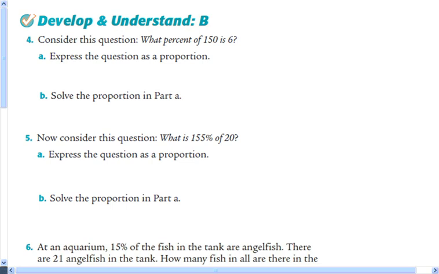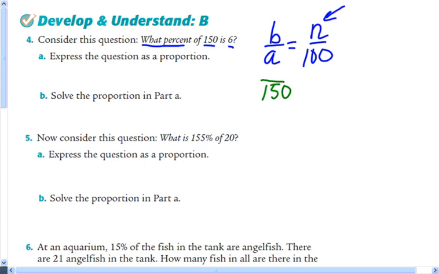So what percent of 150 is 6? So remember that B is the part, A is the whole, and it's the percent, and that's always out of 100. So for this problem, notice we're looking for the percent. So that means n is going to be my variable here. Now I have to think of which of these is the part and which is the whole. Since it's out of 150, 150 sounds like a whole, like a total, and 6 sounds like the part, 6 out of 150.